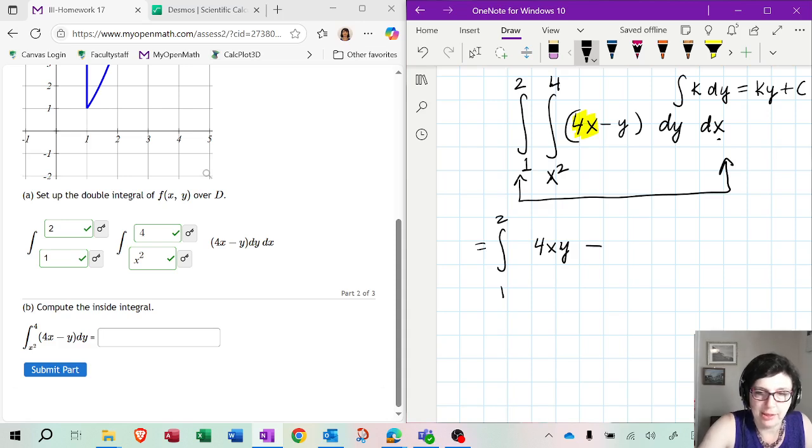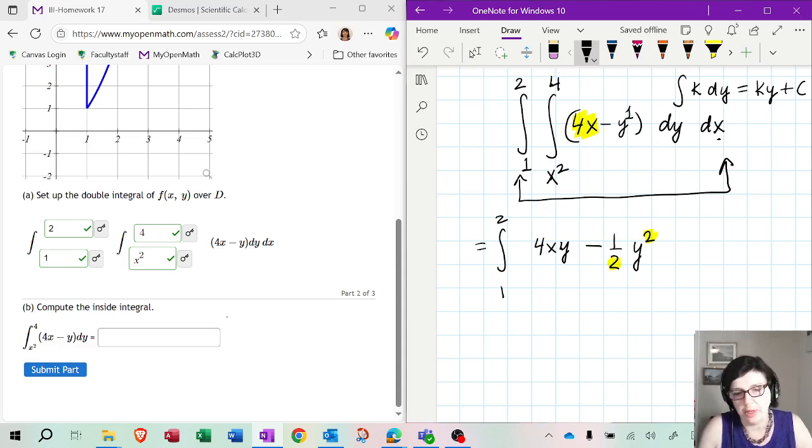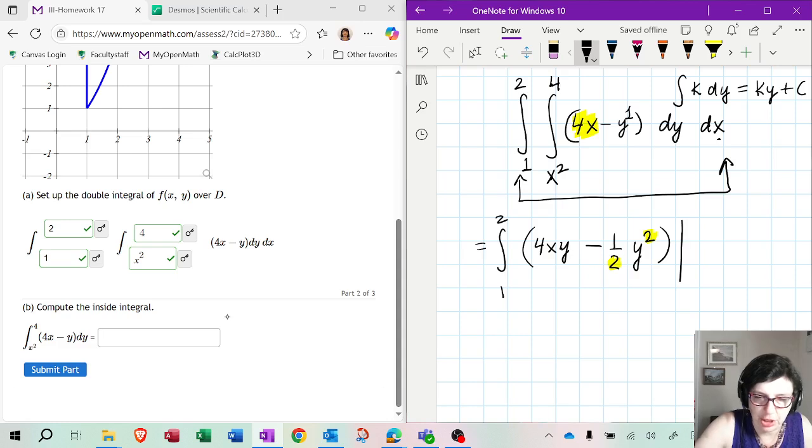Now, y itself with respect to y is the same as y to the power 1. So you add 1 to the power, you get y to the power 2. And 1/2 would go in the front. So the 2 over here must match the power over here. You add 1 and then you also divide by the same thing, or multiply by the reciprocal, which I did, 1/2. Okay, then we draw a vertical slash and we put y equals x squared, y equals 4.